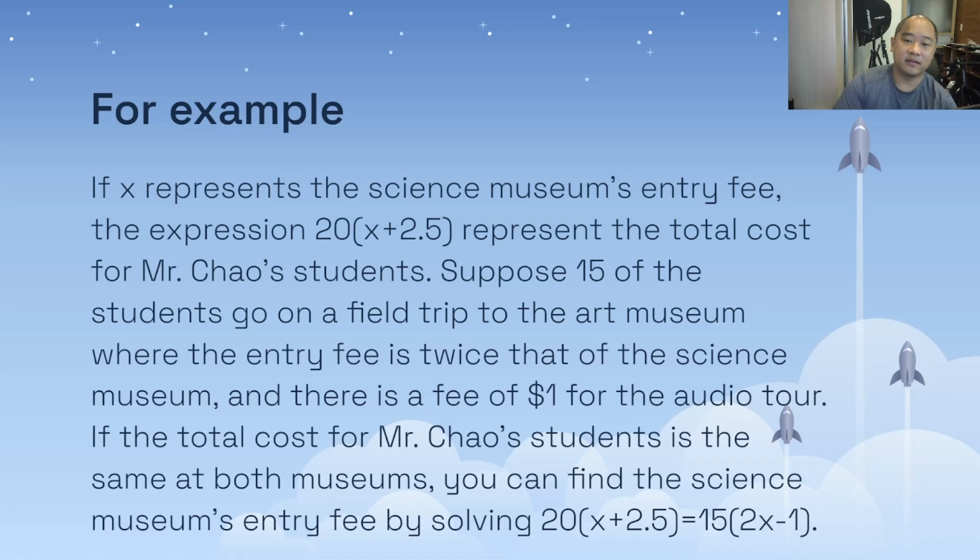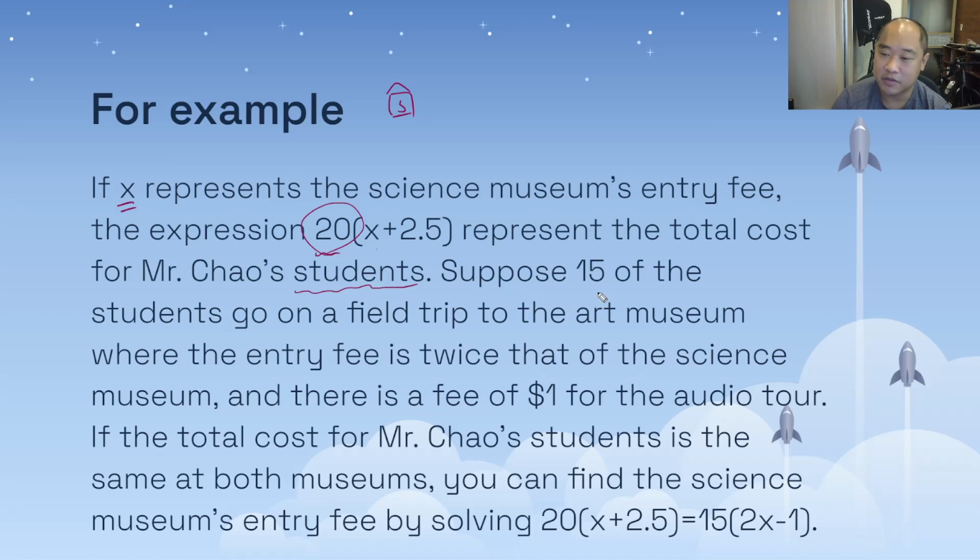Let's say that x represents the Science Museum's entry fee, how much money it takes to get into the Science Museum. And this expression, 20 times (x plus 2.5), represents the total cost for a group of students that I'm taking, perhaps a group of 20.